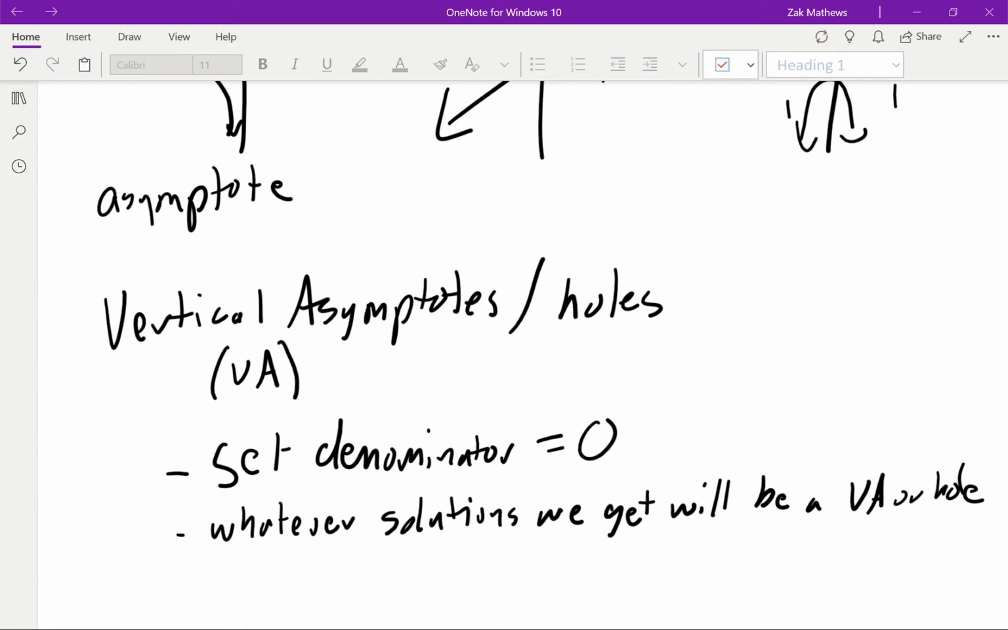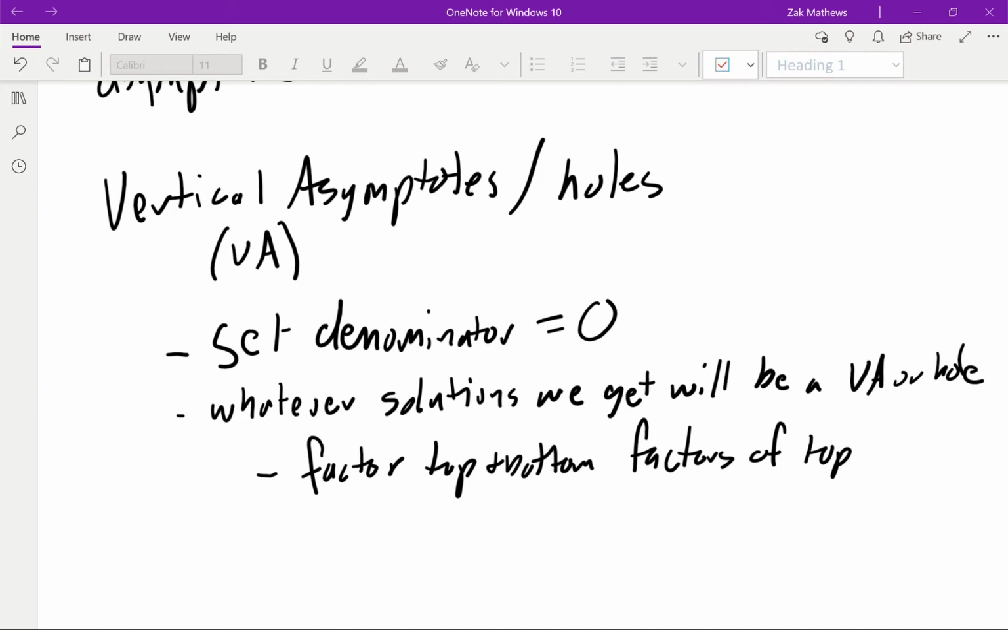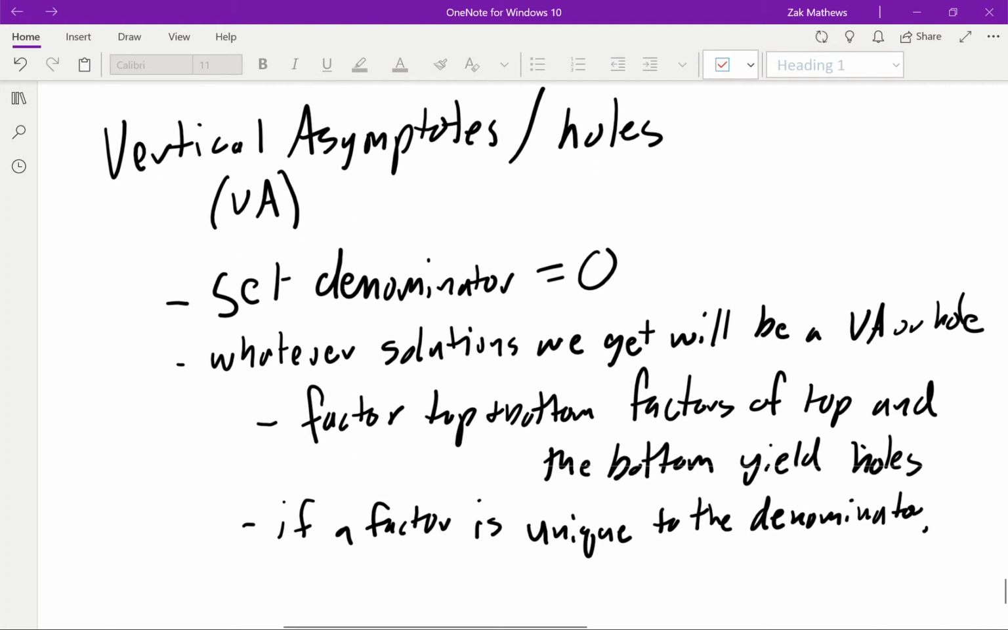And so then the question is, how do we know which one is which? And there we have to look at the factors of the polynomial of the numerator and the factors of the denominator. Factor top and bottom. Factors of the top, or of the numerator, but not the bottom, yield holes. If a factor is unique to the denominator, or to the bottom, that yields a vertical asymptote.